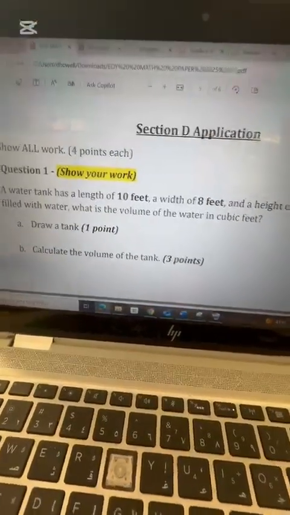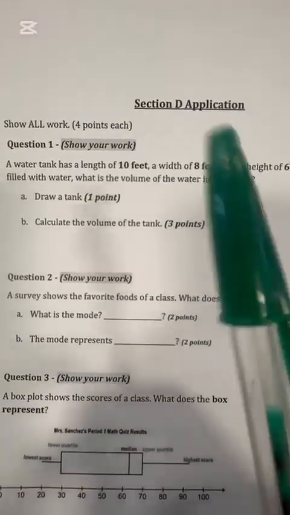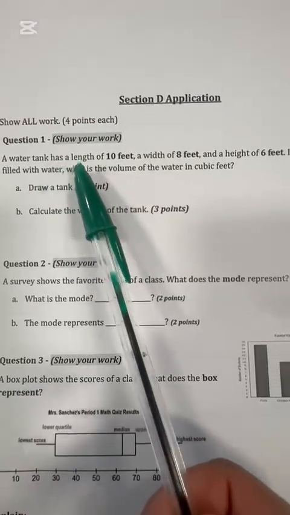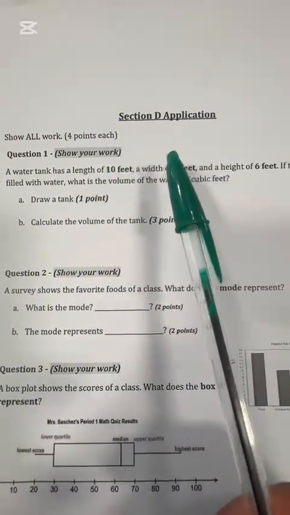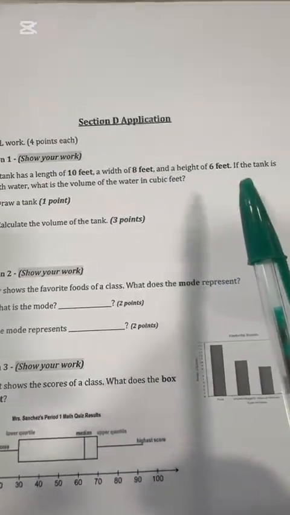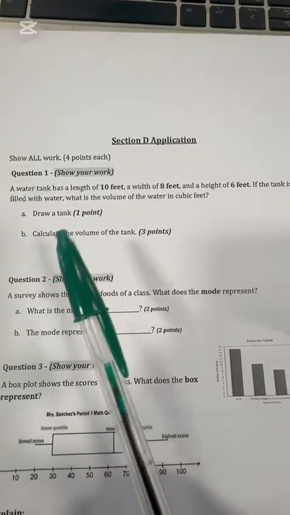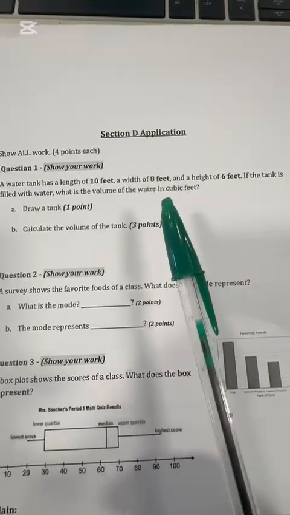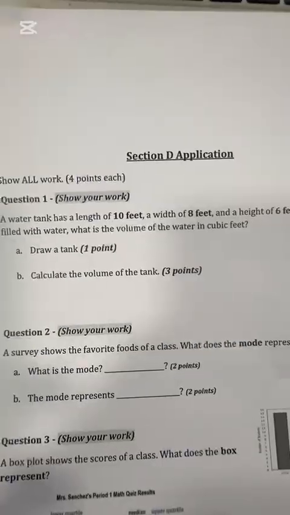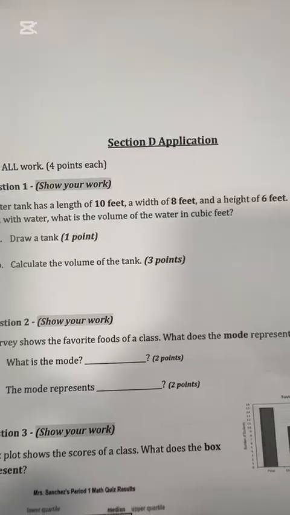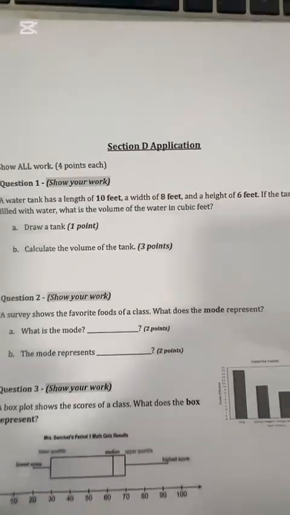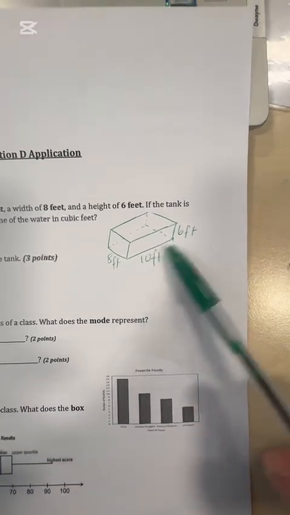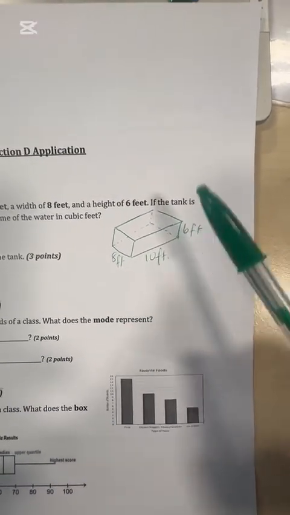Section D, application, question number 1. Show your work. A water tank has a length of 10 feet, a width of 8 feet, and a height of 6 feet. If the tank is filled with water, what is the volume of the water in cubic feet? Draw a tank, 1 point, then calculate the volume of the tank. This is what the tank looks like. The 10 feet length, 8 width, and the height 6.